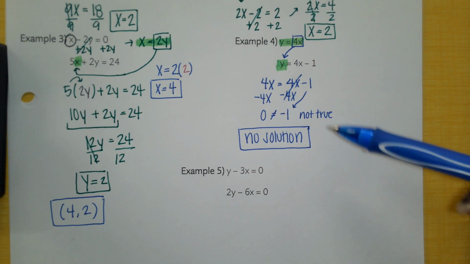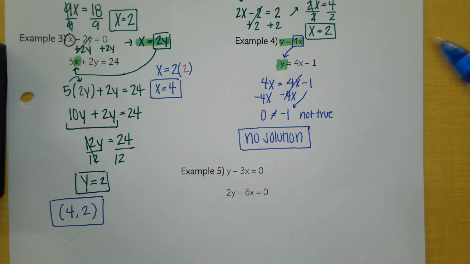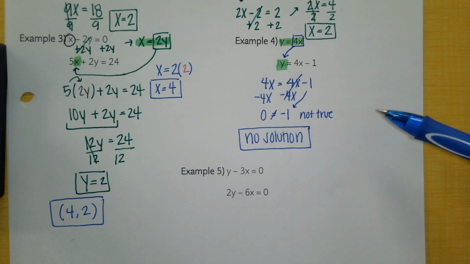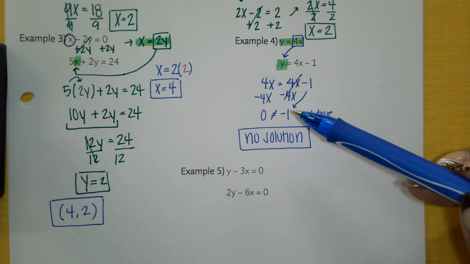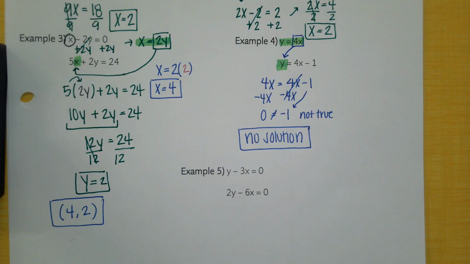Okay, so again, this happens when your variables eliminate completely and you're left with a false statement. So in this case, 0 cannot be equal to negative 1. So it's false, so there's no solution.